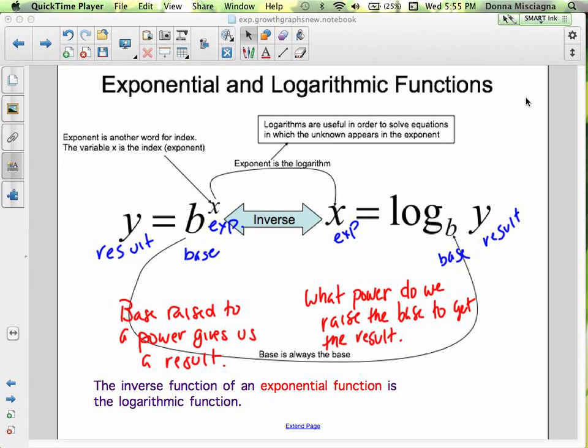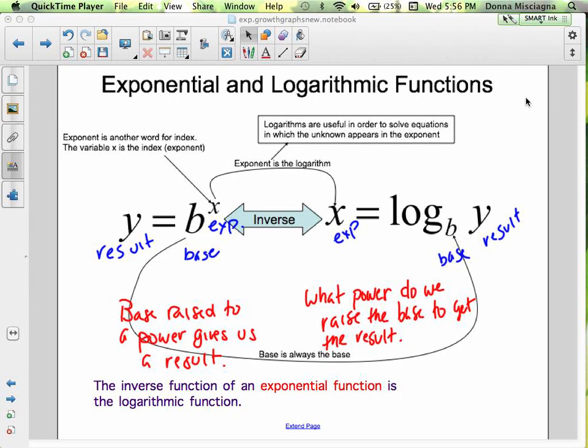So logarithms are useful in order to solve equations in which the unknown appears in the exponent. In the next series of nearpods, we're going to learn how to solve exponential equations and logarithmic equations. But right now, before we learn how to graph logarithmic equations, we're going to learn what logs are.